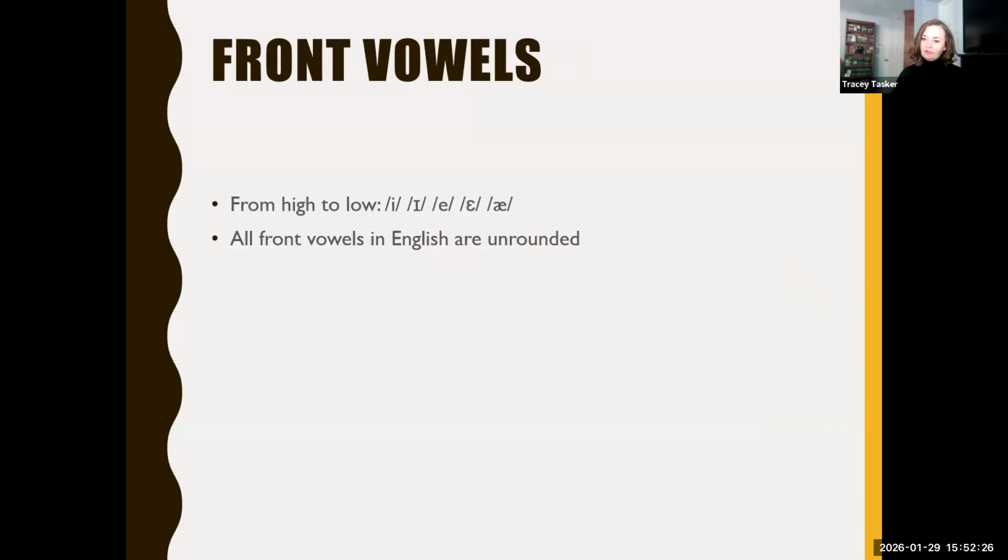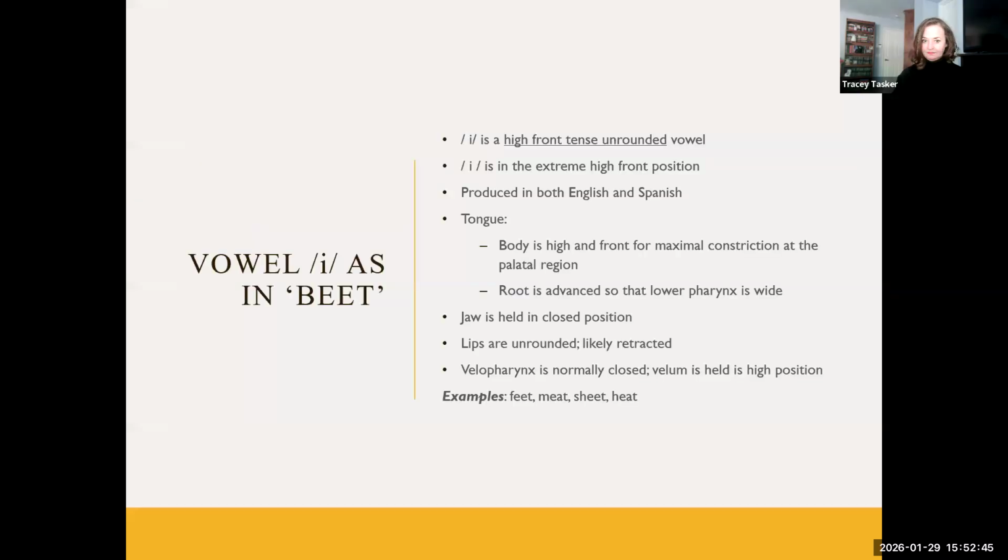So the front vowels, I'm just going to say them, are E, I, A, E, and A. All the front vowels in English are unrounded, so you will not be seeing any circles on those. So let's start with E. This is what we call, and it was mentioned in the book, one of the cardinal vowels. It's one of the vowels that children learn first because it is such a distinctive sound.